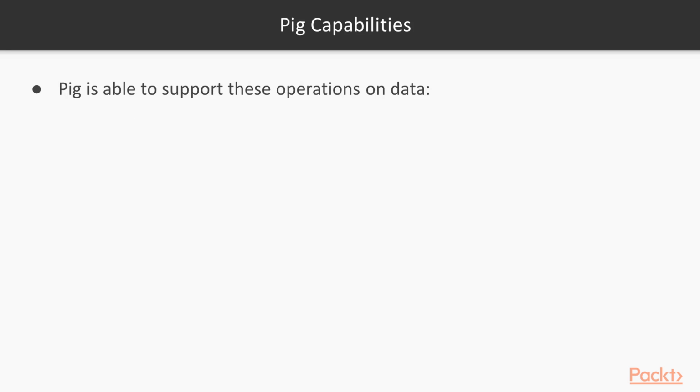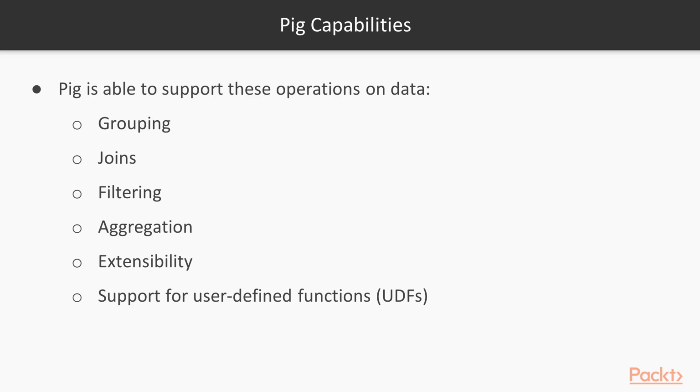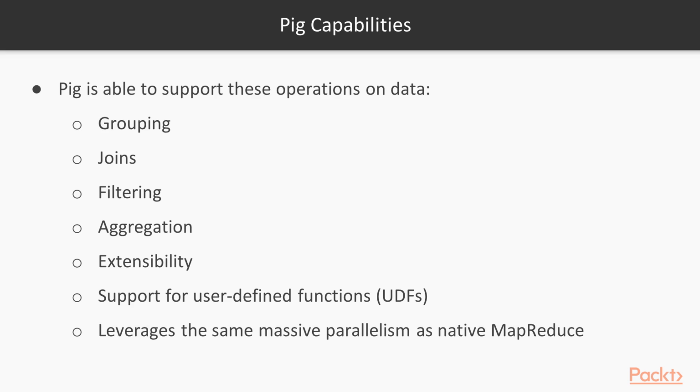Pig is able to support various operations that you can do in SQL or Hive, such as grouping, joins, filtering, aggregation, extensibility, and support for user-defined functions. It uses Hadoop's massive parallelism as a native processing unit and can help you do things much more easily as compared to any other programming language.